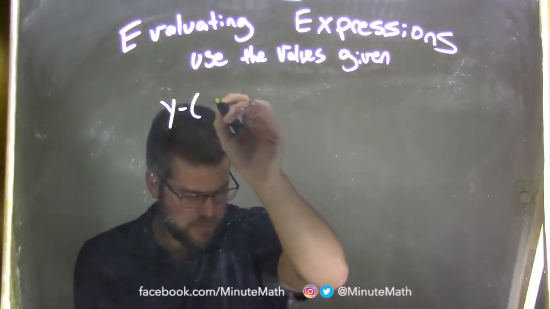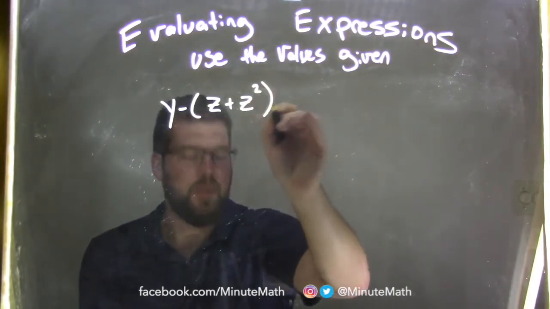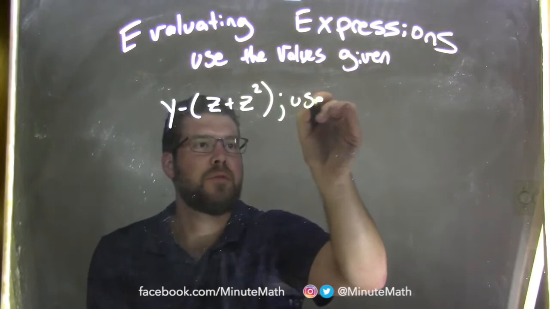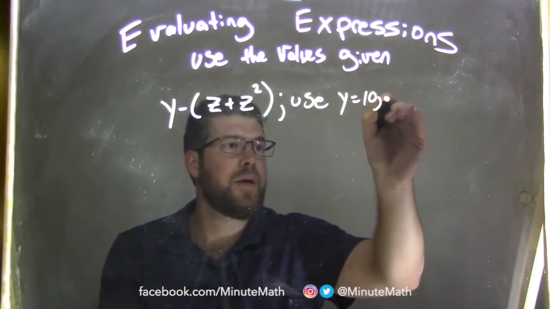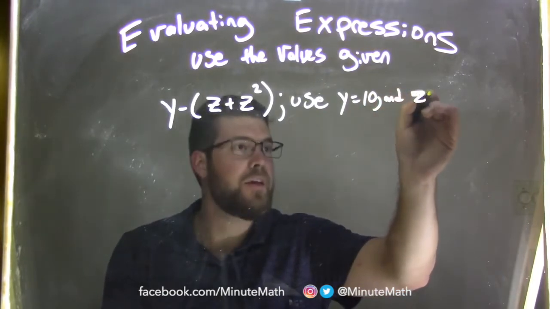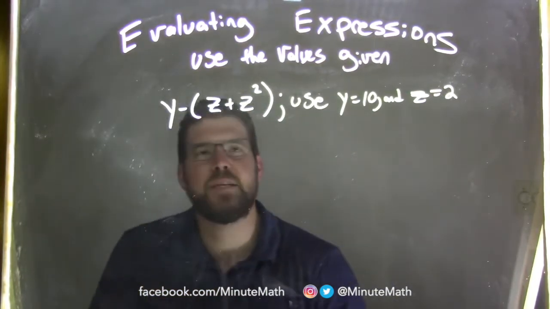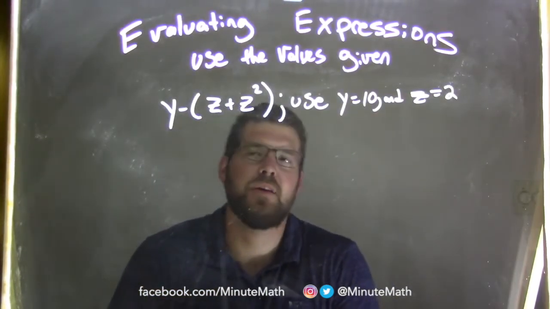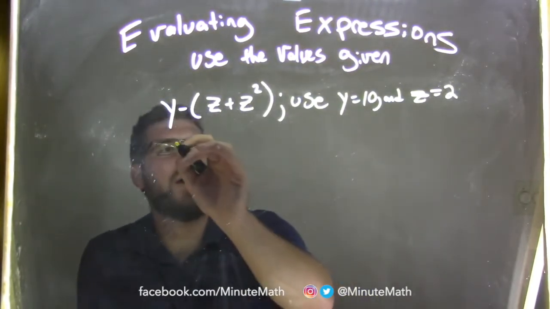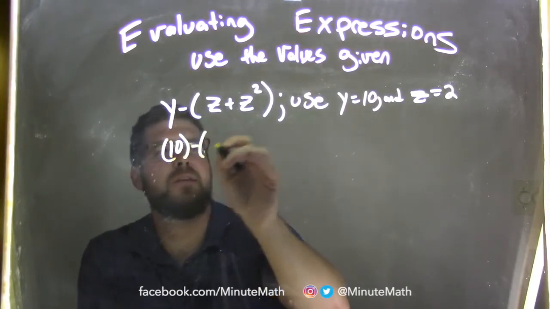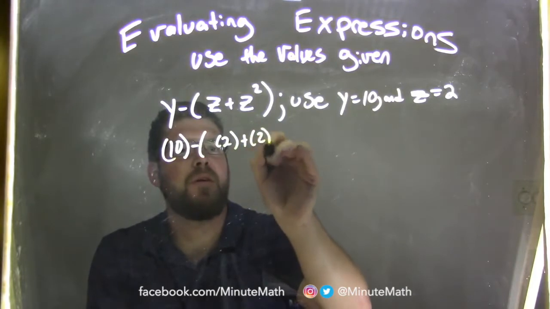y minus z plus z to the second power. And we need to use y equals 10 and z equals 2. So y minus z plus z all squared, and we use y equals 10 and z equals 2. Well, z plus z, right, we need to substitute first. So we have the y out here, the 10 first, subtracted by, inside the parentheses, 2 is our z plus 2, all to the second power.